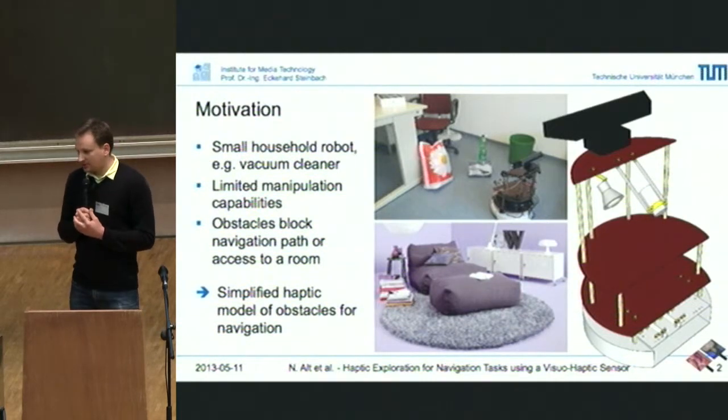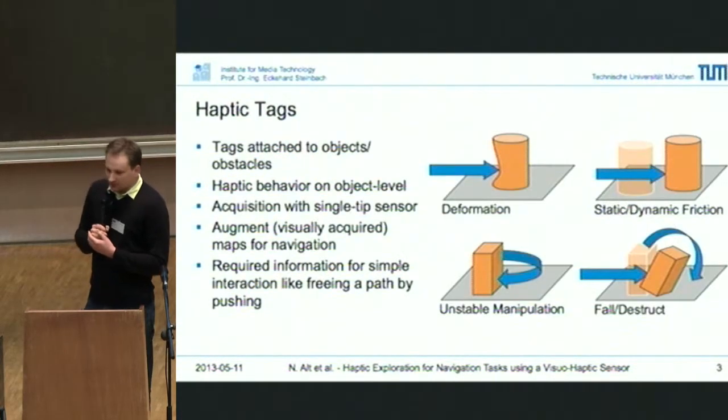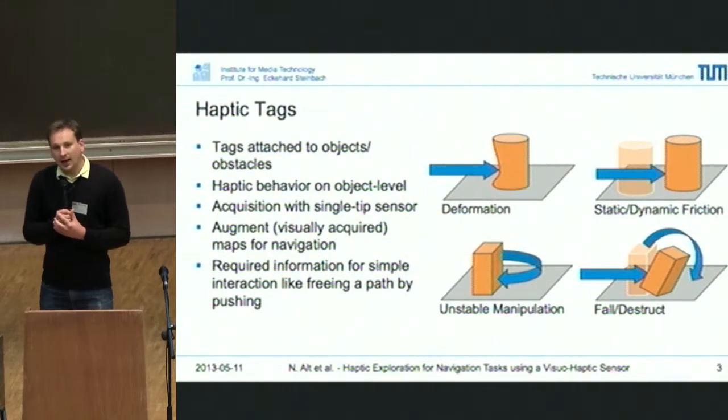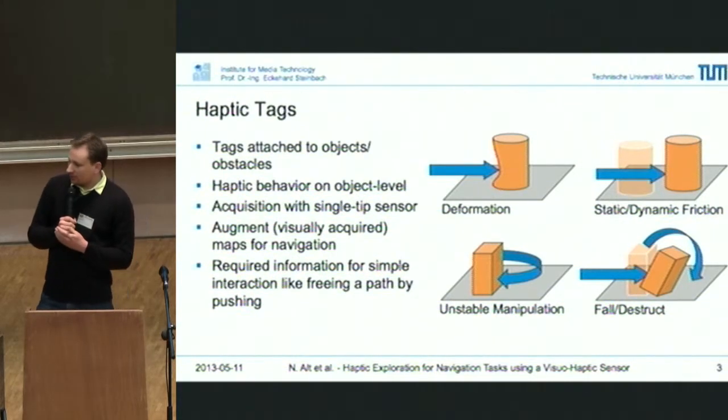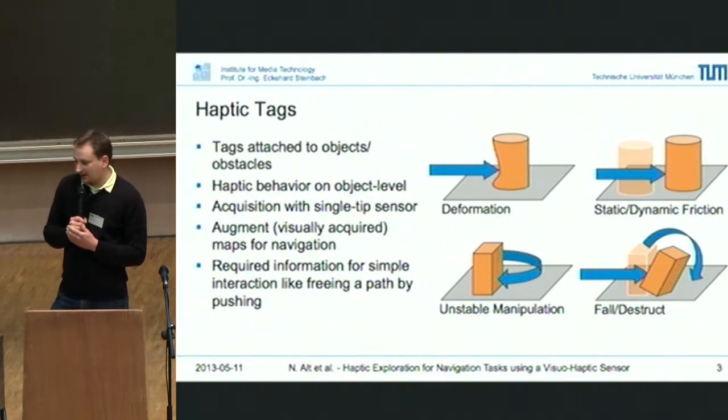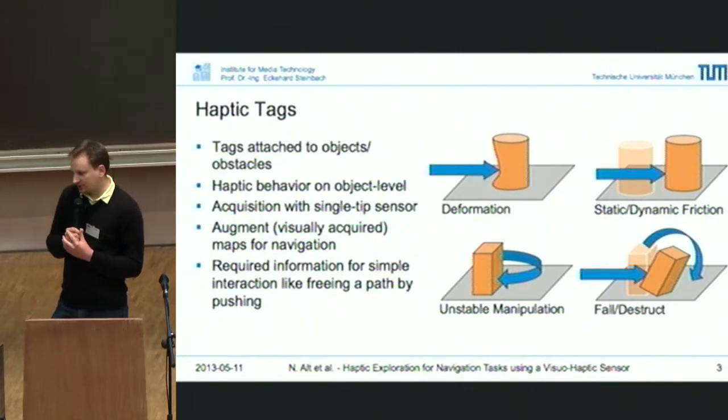these objects? And what we came up with is something we refer to as haptic tags. It's basic haptic properties of objects on a per object level. And we want our robot to explore these haptic tags and then do navigation decisions.